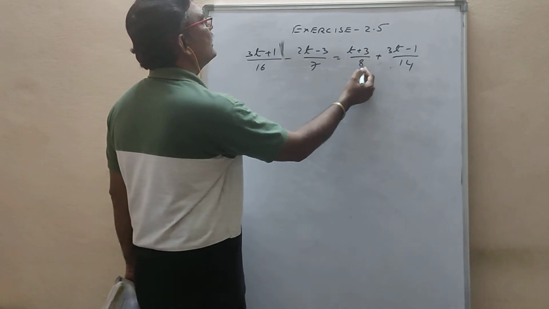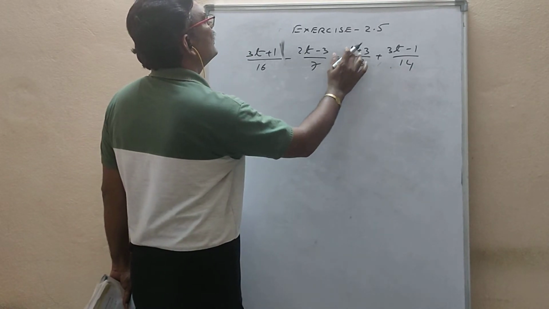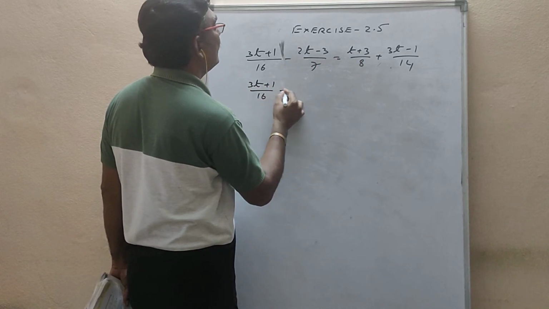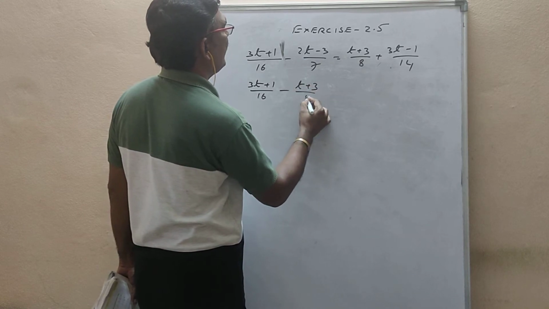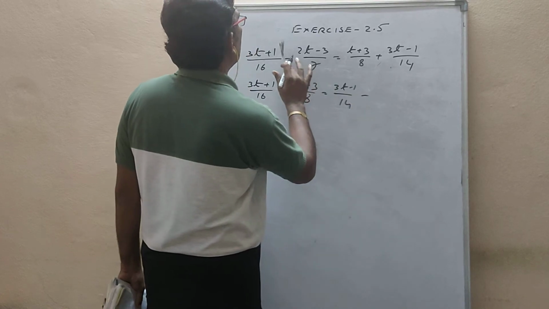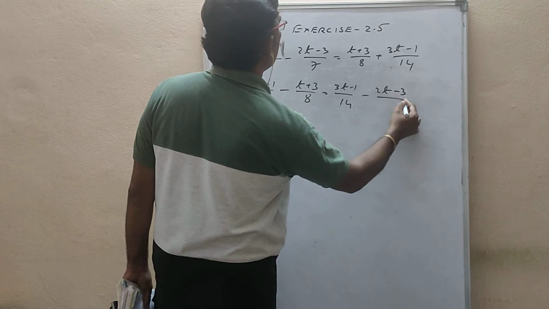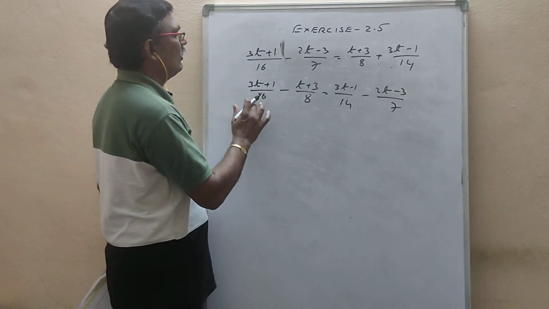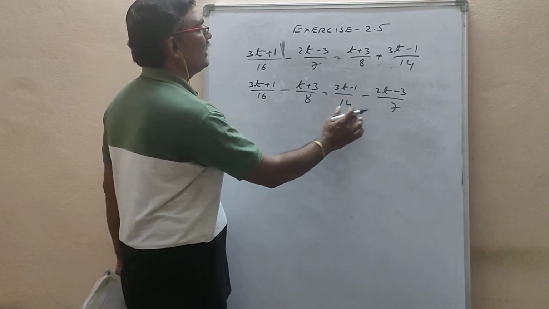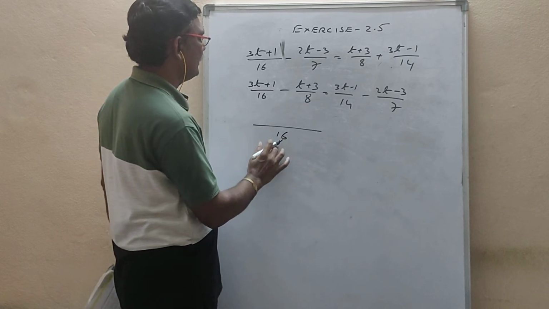16 is there, 8 is there, 7 is there, 14 is there. So I am taking this t plus 3 by 8 this side, that is 3t plus 1 by 16 minus t plus 3 by 8, and here it is 3t minus 1 by 14, minus 2t minus 3 by 7. I am taking this side. Why I took like this? The LCM for 16 and 8 is 16, 14 and 7 LCM is 14. It becomes easy for you.